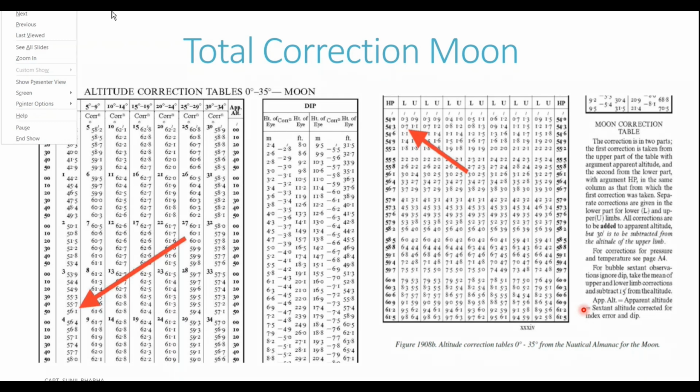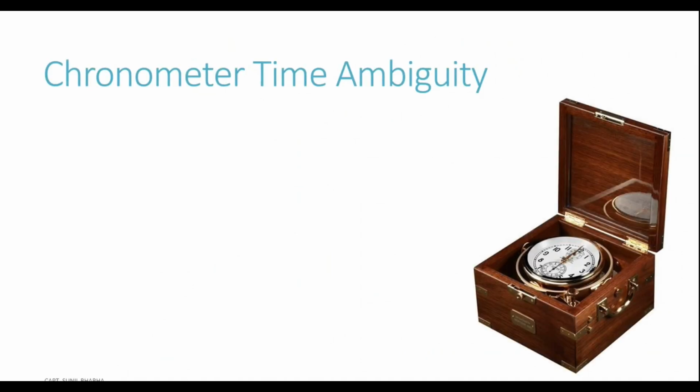We have seen the total correction for sun, stars, planet as well as moon. Let's now move on to the next basic concept, which is the chronometer time ambiguity. Now, let's first understand what is this chronometer time ambiguity.